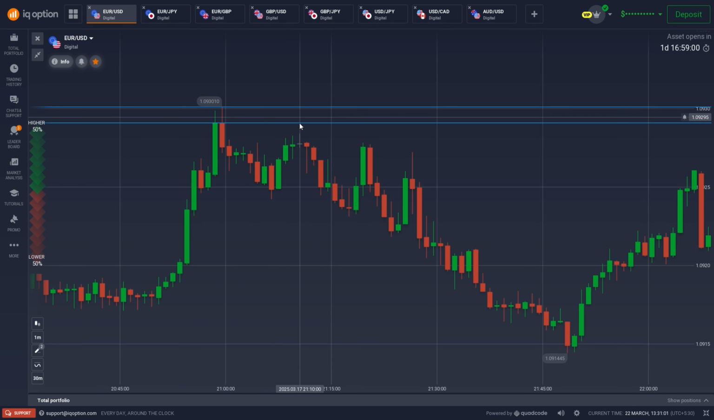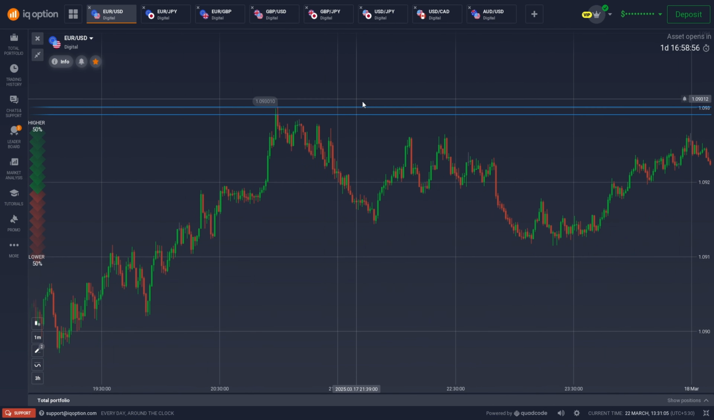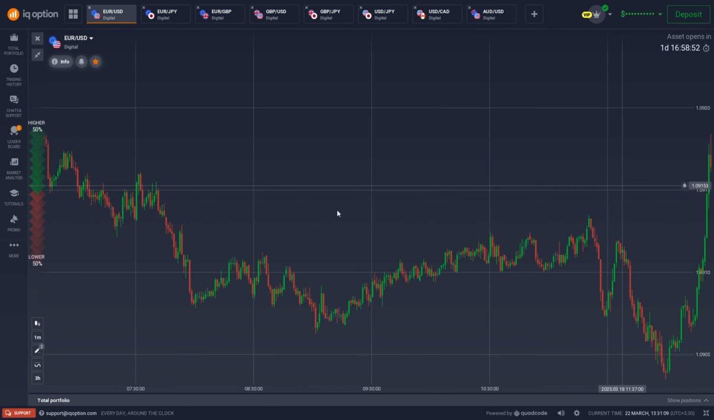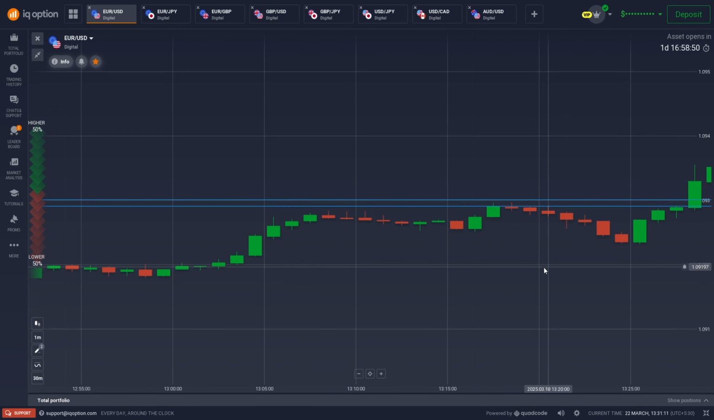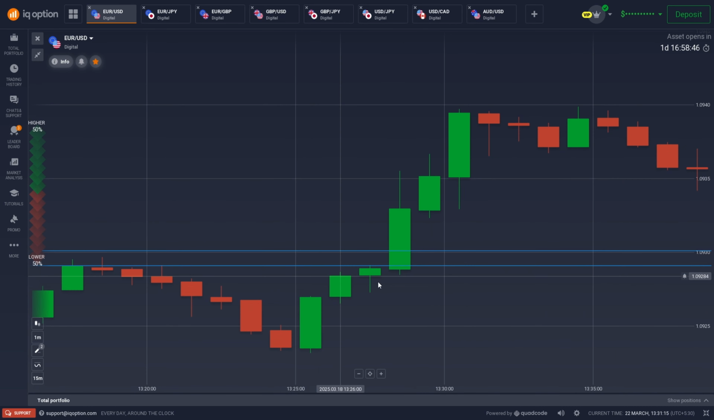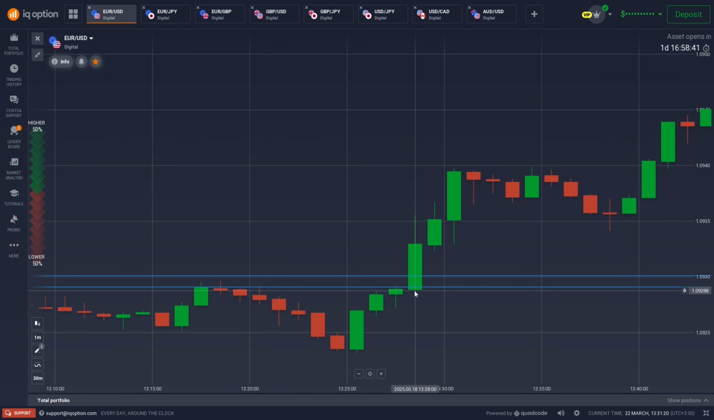Now this is a resistance zone, and let's see if we need to update them in future, or we can use it as it is. And let's move forward. And here you see that the price reverses from this zone, and after that we get a clear break.